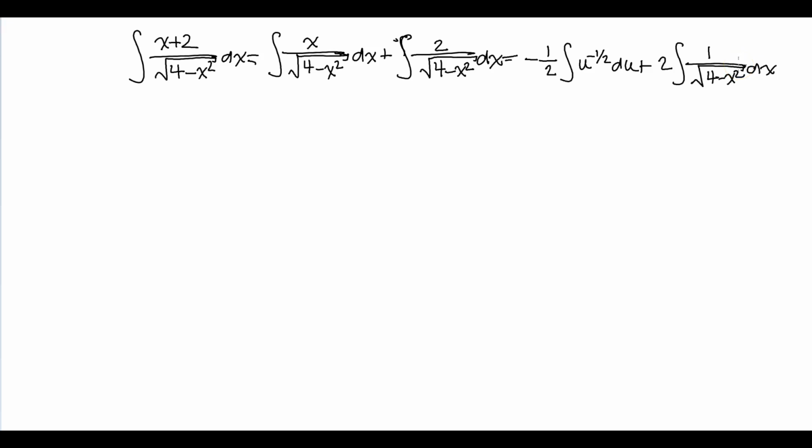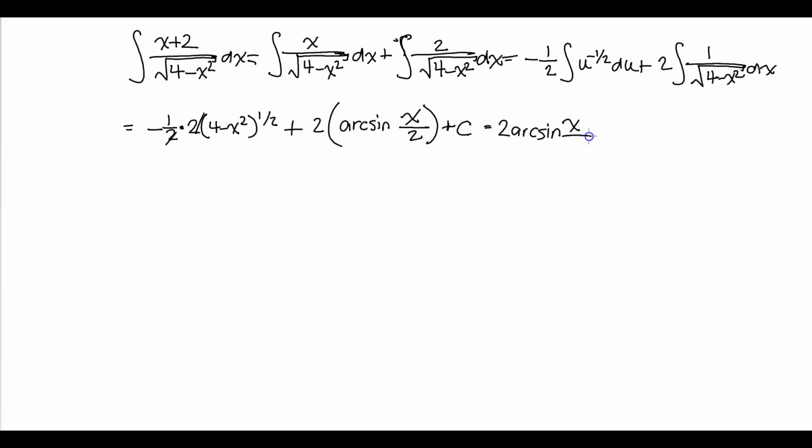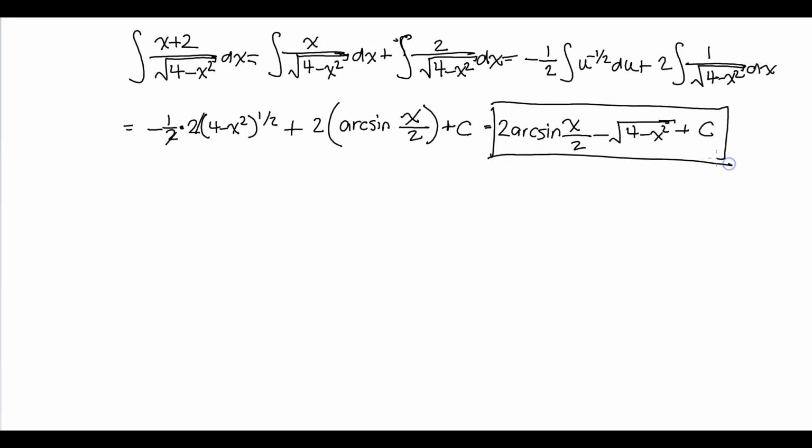Now what do we get in return? We get 2 times u to the 1/2 power. So we have negative 1/2 times 2 times u. What's u? u is 4 minus x squared, to the 1/2 power, so these two cancel. Plus 2 times arc sine of x over 2 plus c. And now we get our answer, 2 arc sine of x over 2 minus the square root of 4 minus x squared plus c. This is our integral.